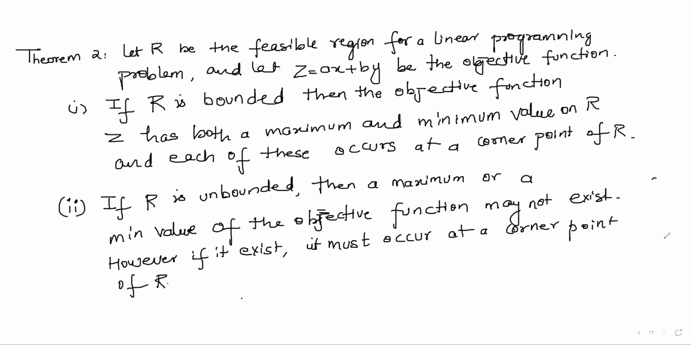So what is meant by this? If your feasible region R is unbounded, then there are chances that a maximum or minimum value may not exist. If R is bounded, then the maximum and minimum always exist. But if it exists, then it always occurs at a corner point. Please note down this.